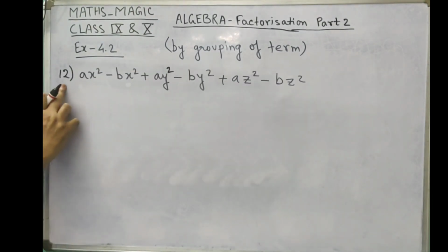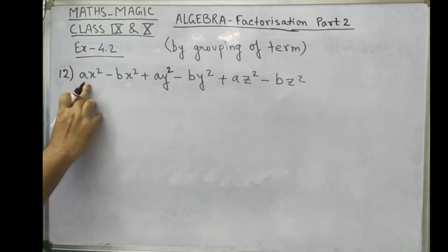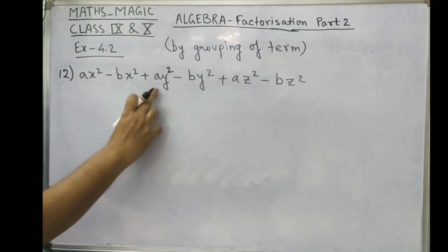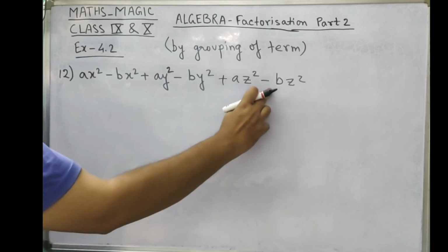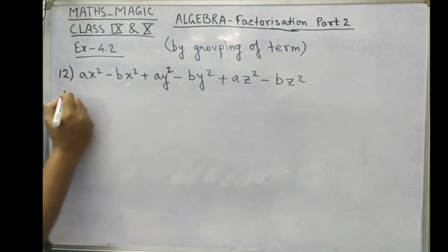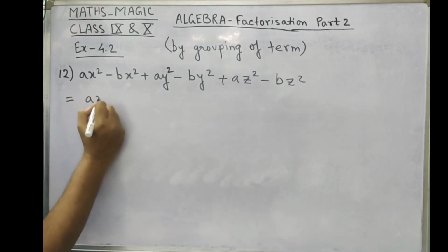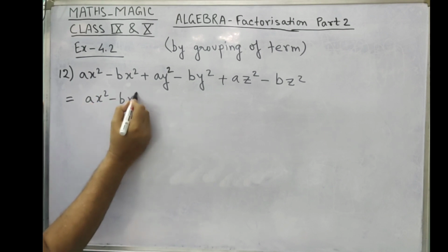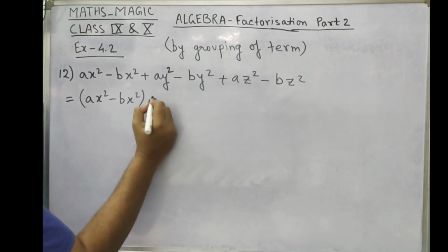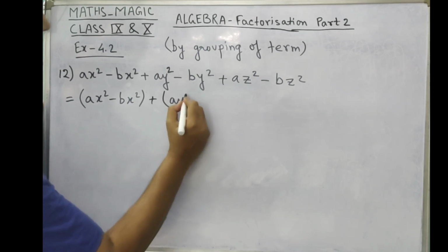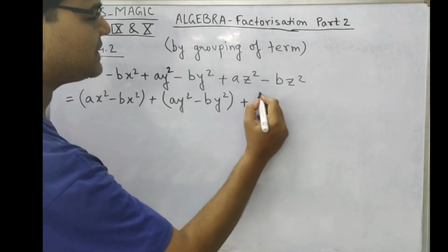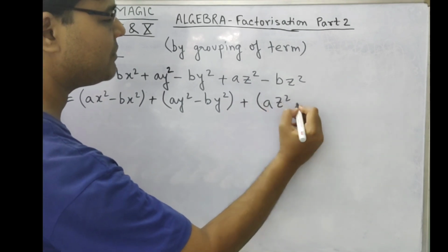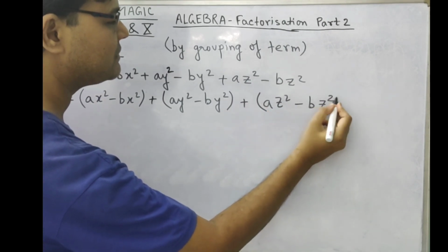Now let us take sum number 12 from exercise 4.2. ax square minus bx square plus ay square minus by square plus az square minus bz square. Now let us group them. ax square minus bx square plus ay square minus by square plus az square minus bz square.